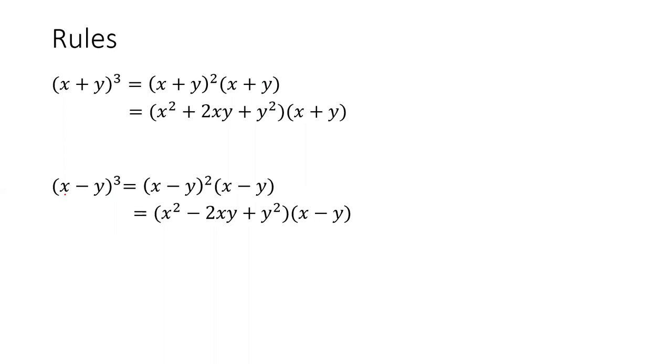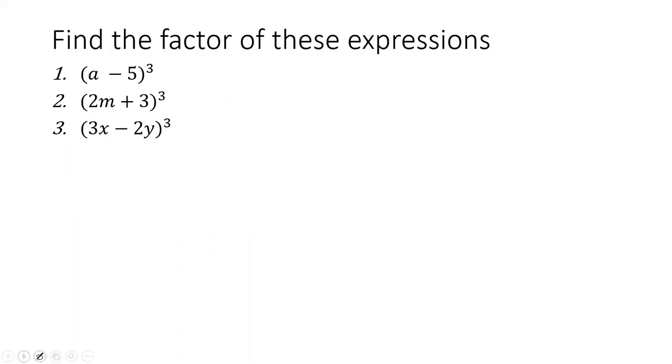So how about (x−y)^3? We could write down like this: (x−y)^2 times (x−y), equal to (x^2 − 2xy + y^2) times (x−y). Now we are going to discuss several problems. Find the factor of these expressions.